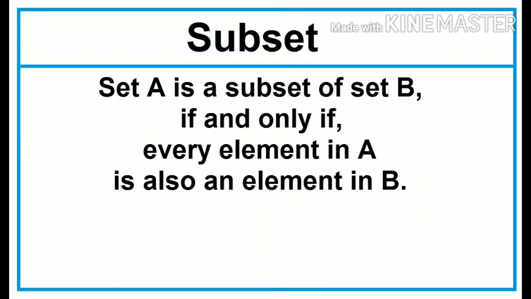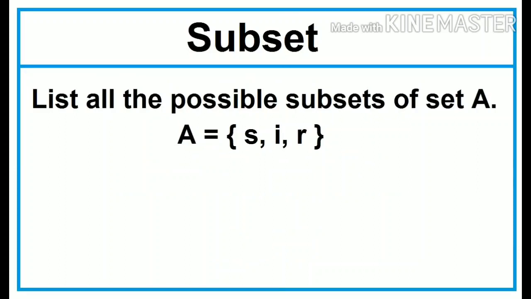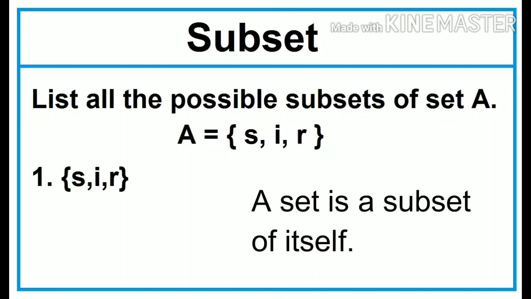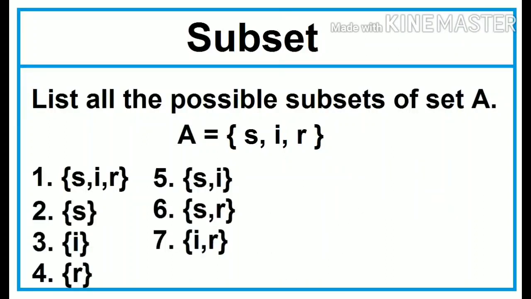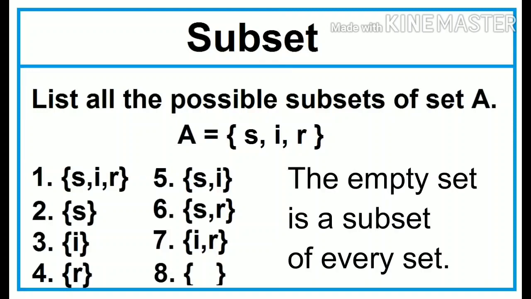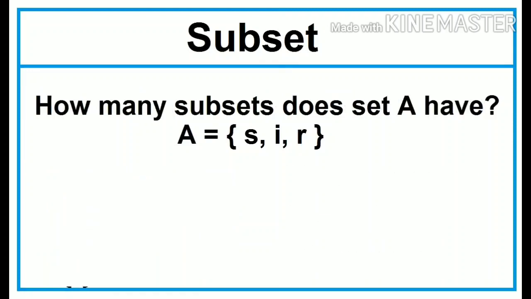Subset. Set A is a subset of set B if and only if every element in A is also an element in B. Then A is a subset of B. List all the possible subsets of A. Let's take A is equal to {S, I, R}. The first subset contains 3 elements, the second, third and fourth contain single elements, the 5th, 6th and 7th contain 2 elements, and the last, the 8th one, is the empty set.